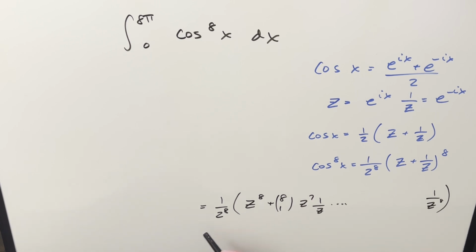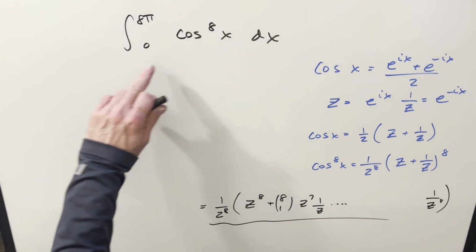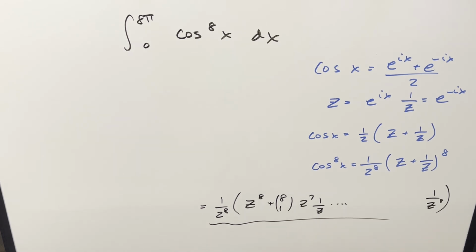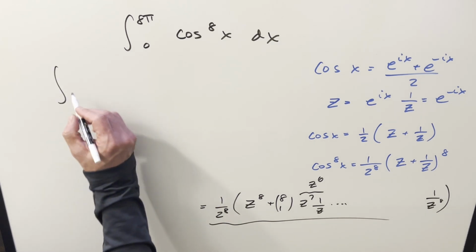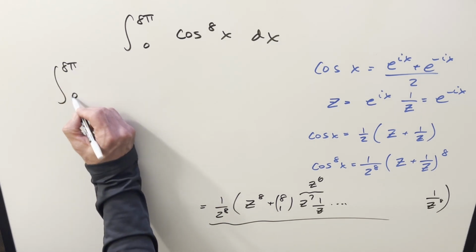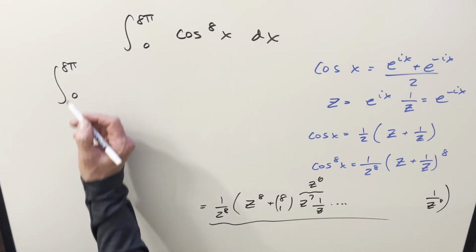What's going to happen is, think about we're going to be putting this whole thing back into the integral. And with each of these terms, like here, z to the 7 times 1 over z, this is going to become z to the 6th. So when we integrate, for every one of these terms, going from 0 to 8 pi, there's going to be some constant in front.